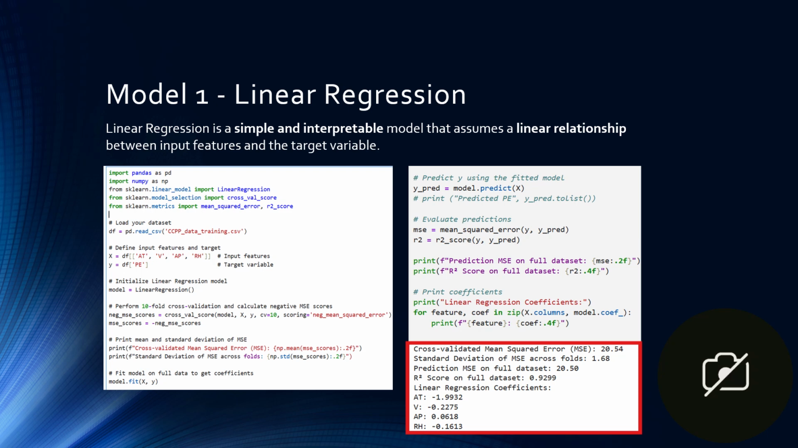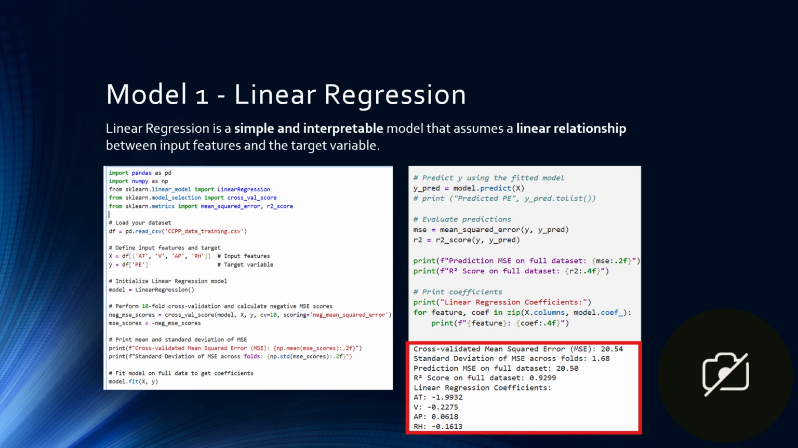Then I'm using the linear regression model, generating the predicted value for y, which is our PE value, and then also printing the necessary mean squared error and the R square score. The output we can see here is a mean squared error of 20.54. I have also executed a 10-fold validation. The deviation of MSE across folds is 1.68, and the prediction MSE on the full dataset is 20.5. The R square score on the full dataset is 0.9299.